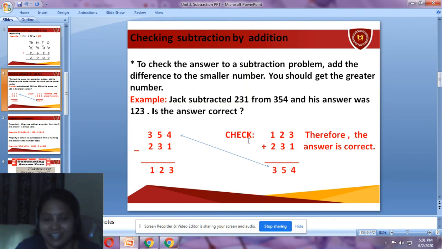Yes children, it's very simple if you understand it. Okay? So in the exam also, you can check your answer by doing this method, so that you will not make any mistake. You can check easily. So this is how you need to check a subtraction problem by addition.